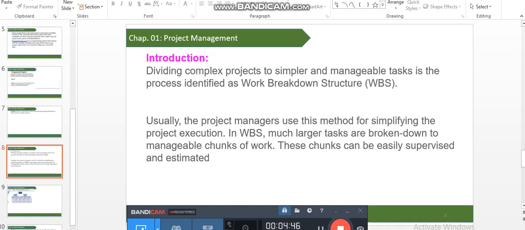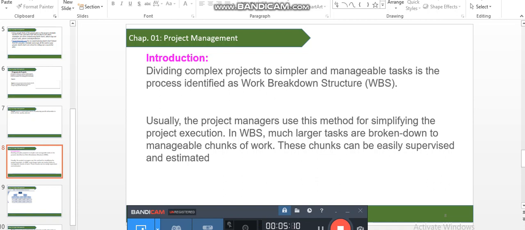Rolling wave planning. Decomposition may not be possible for a deliverable or subproject that will be accomplished far into the future. The project management team usually waits until the deliverable or subproject is clarified so the detail of the work breakdown structure can be developed.